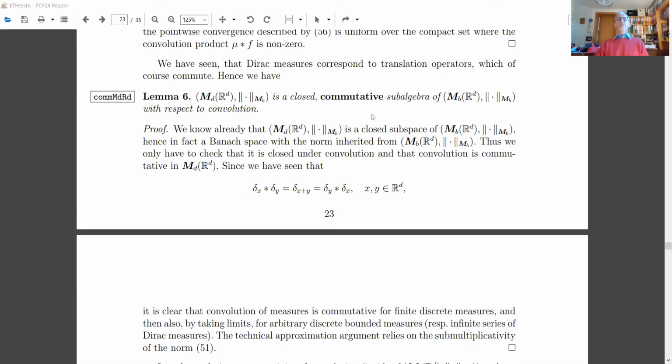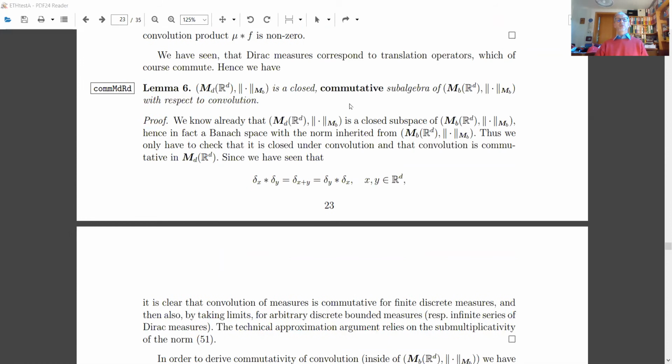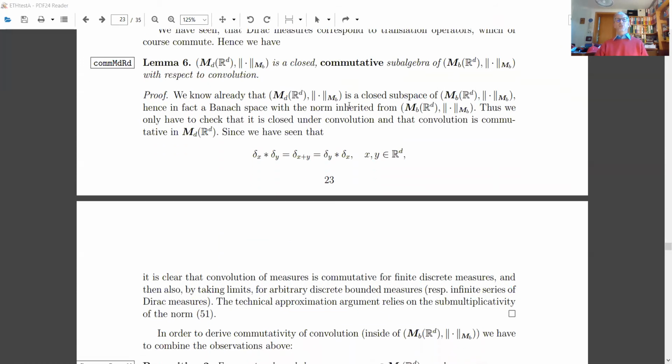And this is a commutative algebra. This is a very harmless consequence of the fact that we have seen already that a Dirac delta corresponds to a translation operator. Therefore, the correspondence between measures and translation operators means delta x convolved with delta y, this is now an internal convolution of measures, corresponds to Tx composed with Ty. And we know this is, of course, translation by x plus y in any order.